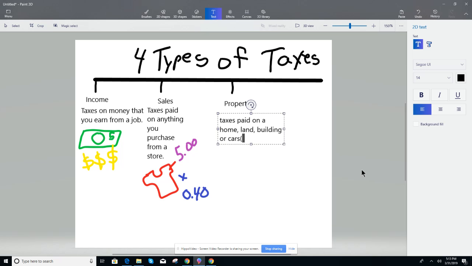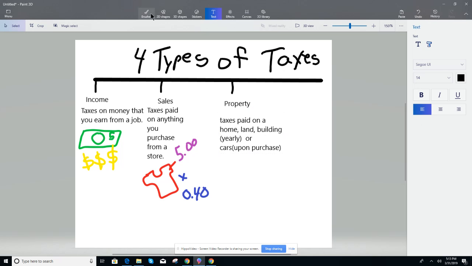So cars are upon purchase, and homes and buildings and land are yearly. So we need to put that in there. So if you buy a house, every year you're going to have to pay property taxes. So you're going to have to pay extra money every year for owning that property.